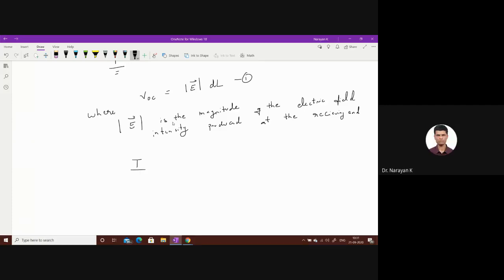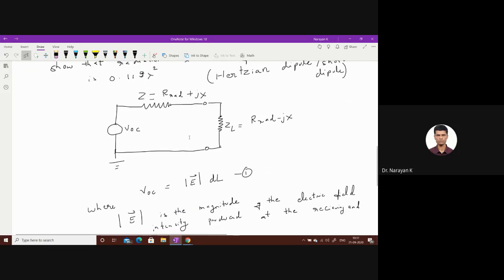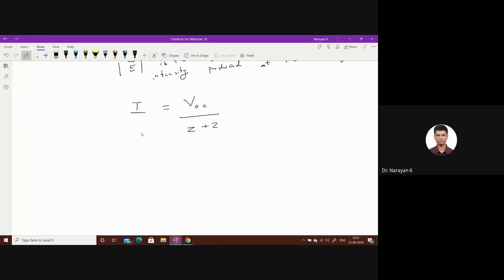Yes, sir. Okay. What will be the current I from this equation? Can you tell me what is I? V divided by Z plus ZL. Excellent, Saurav. VOC divided by Z plus ZL.